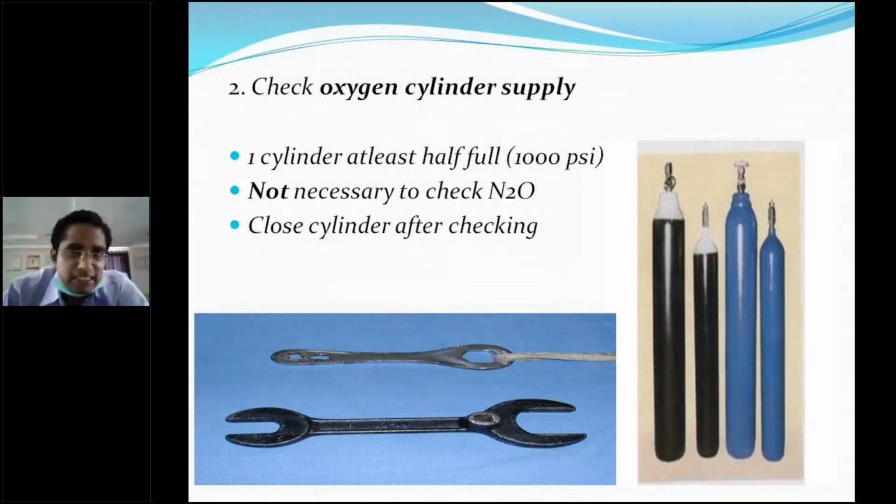The second one is the oxygen cylinder supply. One is nitrous oxide and the other is oxygen. Again, you have an MCQ in AIIMS. Which law is responsible to calculate the oxygen in the oxygen cylinder and the nitrous oxide gas? Can anyone answer? Okay, I'll answer it. Boyle's law is for oxygen and Avogadro's law is for nitrous oxide.